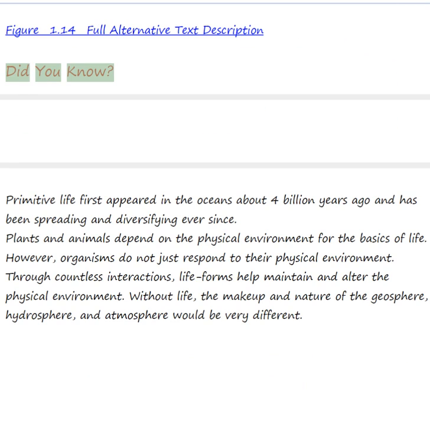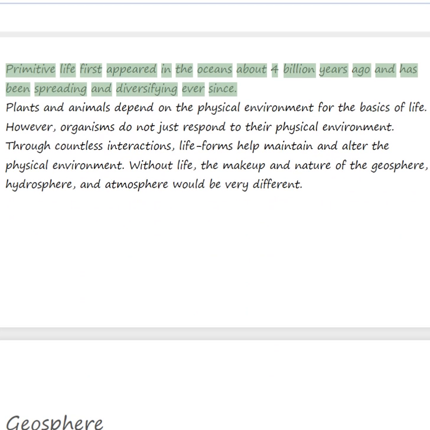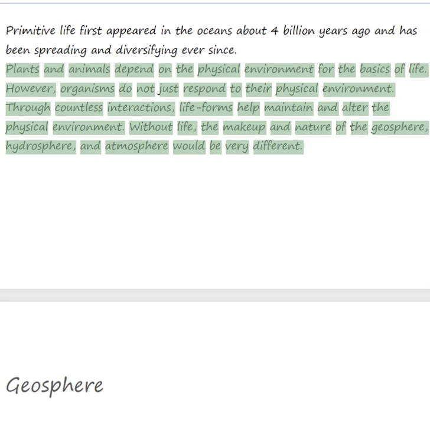Did you know? Primitive life first appeared in the oceans about 4 billion years ago and has been spreading and diversifying ever since. Plants and animals depend on the physical environment for the basics of life. However, organisms do not just respond to their physical environment. Through countless interactions, life forms help maintain and alter the physical environment. Without life, the makeup and nature of the geosphere, hydrosphere, and atmosphere would be very different.